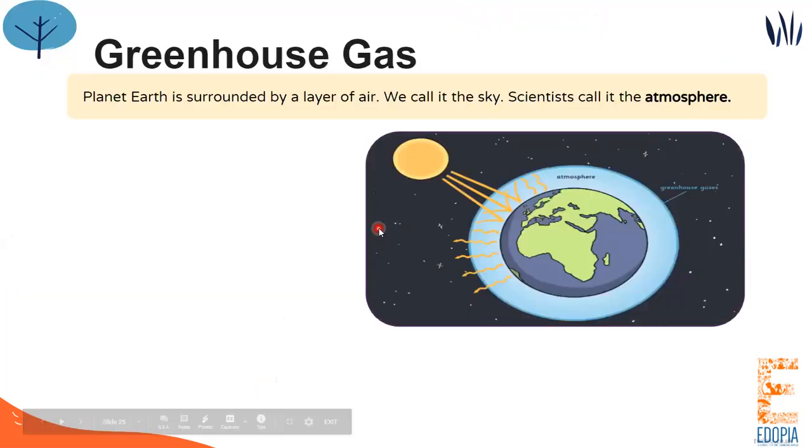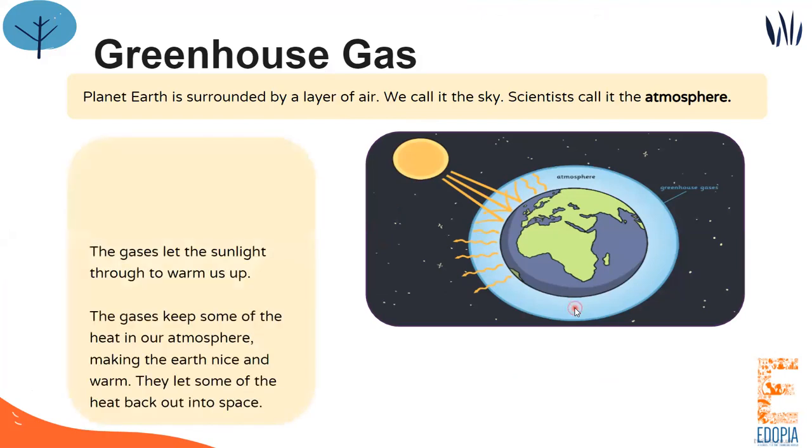Moving on, let's see what we mean by this picture. So planet Earth is surrounded by a layer of air. We call it sky, but scientists call it atmosphere. So this blue layer you see around the Earth is called its atmosphere. Now outside our atmosphere, you can see this tiny blue line, a layer of gas that surrounds the Earth.